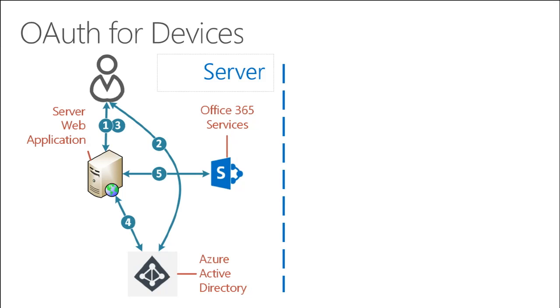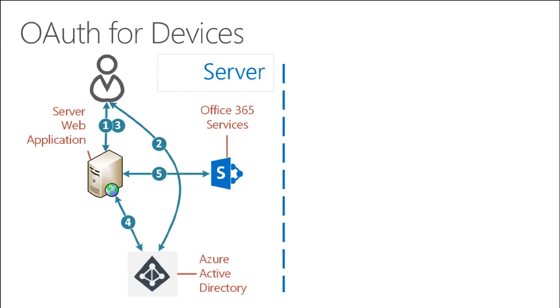The web application grabs the authorization code out of there and, in step 4, talks to Azure Active Directory and says, give me an access token in exchange for this authorization code. Azure AD says, okay, you're good, I know who you are with the password or something, and gives the access token. And then finally, in step 5, the web application can talk to SharePoint or whatever other resource. So that's our server-side flow.